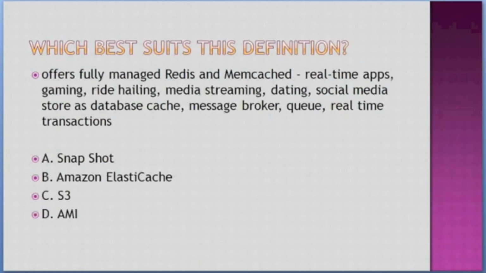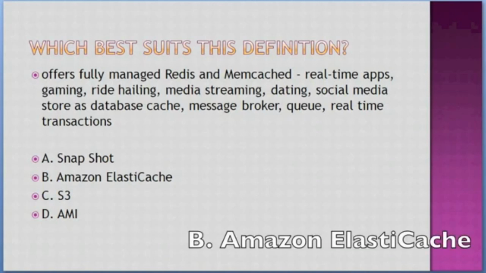Which best suits this definition? Offers fully managed Redis and Memcached, real-time apps, gaming, ride-hailing, media streaming, dating, social media, store as database cache, message broker queue, real-time transactions. A. Snapshot. B. Amazon ElastiCache. C. S3. D. AMI. Answer B.